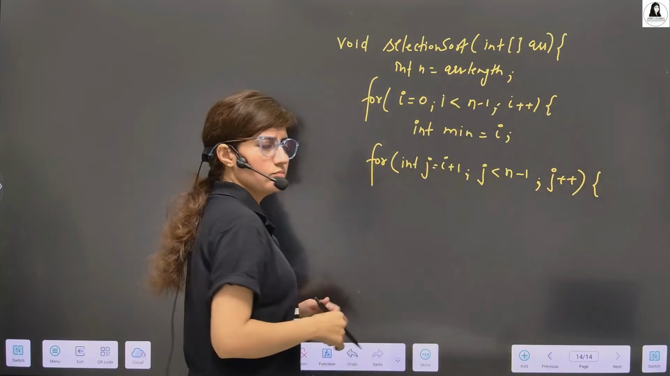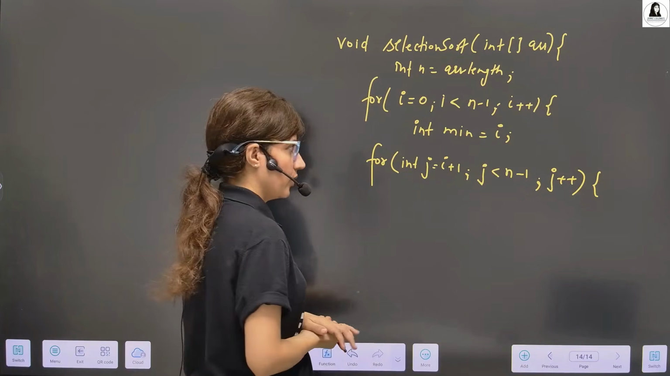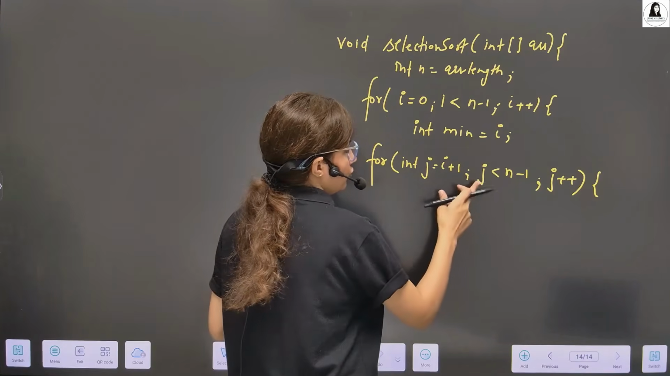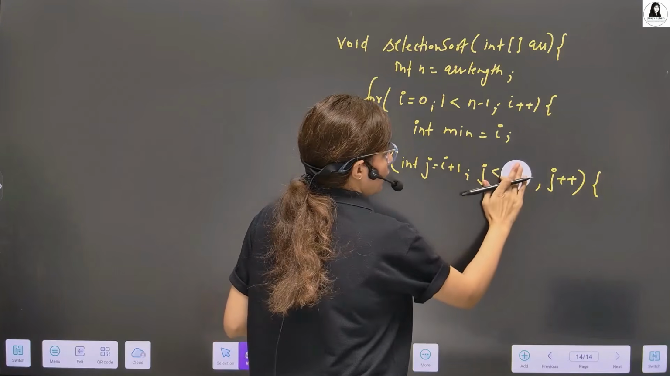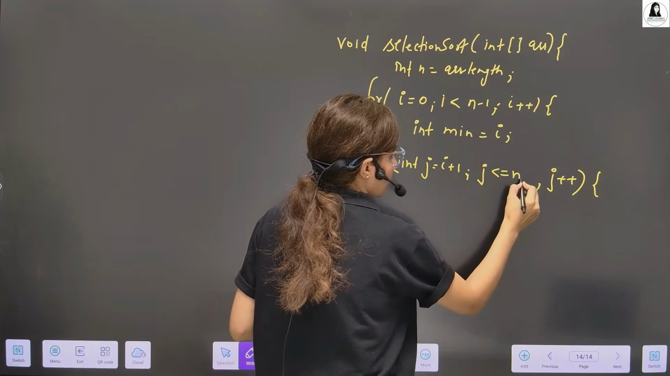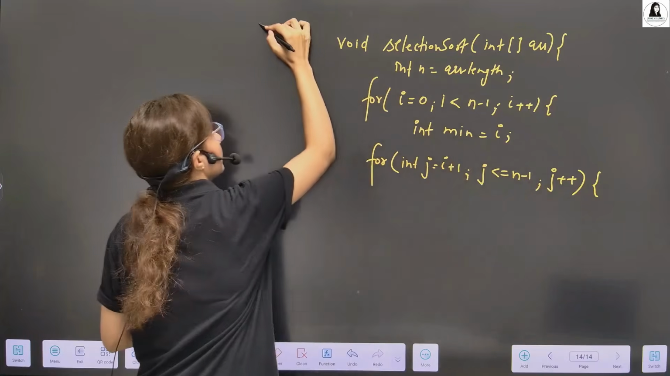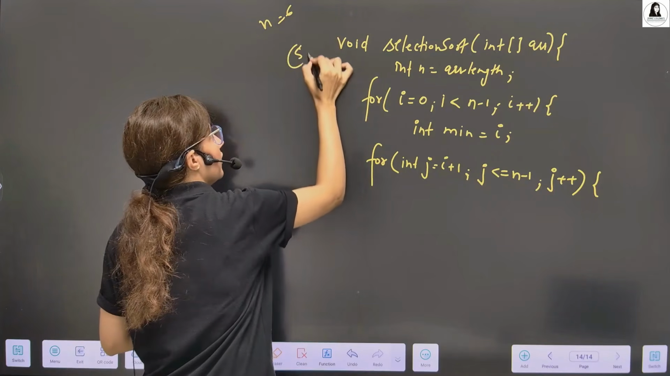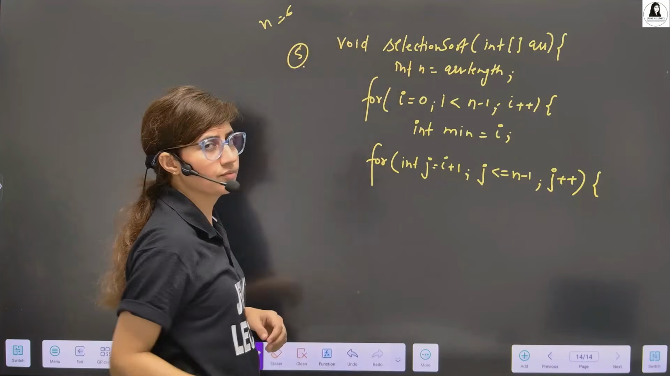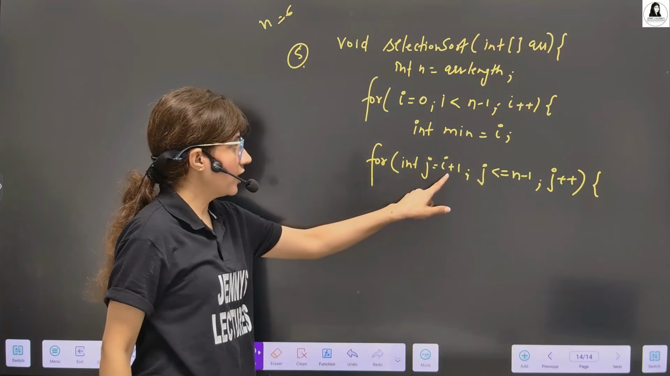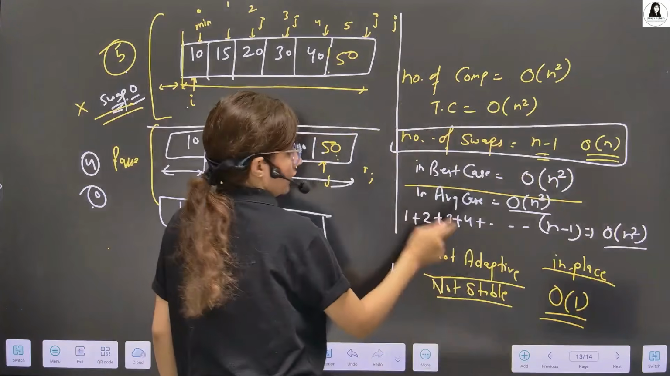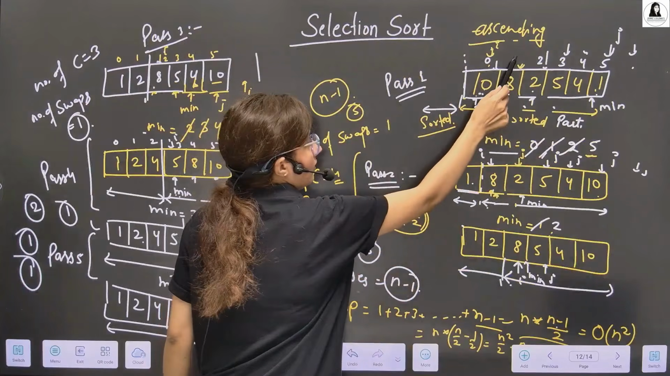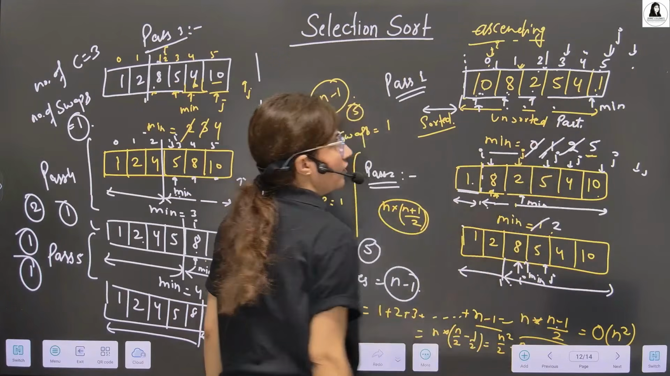I guess j should be less than or equal to n minus 1. Because if n is 6, then n minus 1 is 5, and the index is still 5. So j should go till 5. We are starting from 1, so j goes 1, 2, 3, 4, 5, till 5.